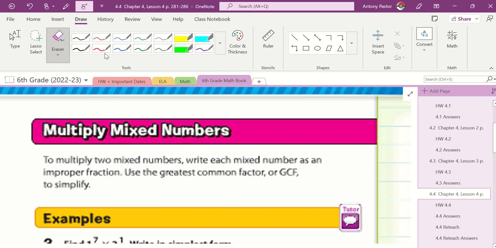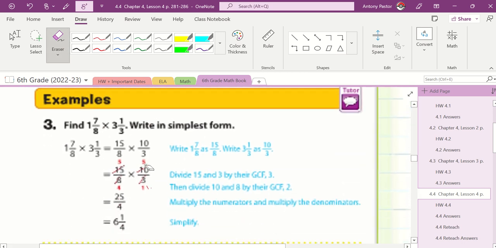So at least don't write this in here. I feel like this is going to confuse everybody. So at least write this sentence. You may want to pause and write this sentence in your notes: to multiply two mixed numbers, write each mixed number as an improper fraction. And then we're going to use the method that we have been talking about today to turn a mixed number into an improper fraction. Ignore that line. We're going to find 1 7/8 times 3 1/3, right in simplest form.